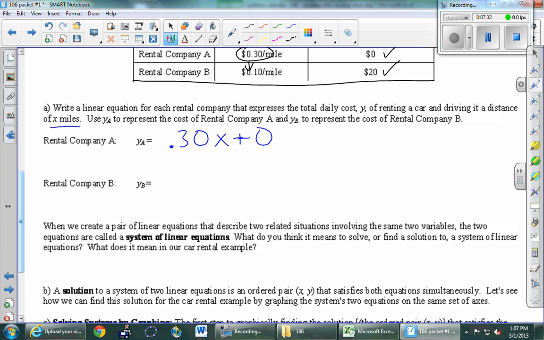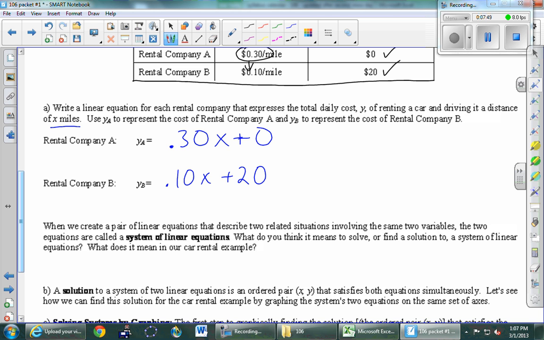All right, somebody we haven't heard from yet. What's the equation down here? Yeah, Tenzin. 0.10X plus 20. Everybody buy it? So these are our two equations.